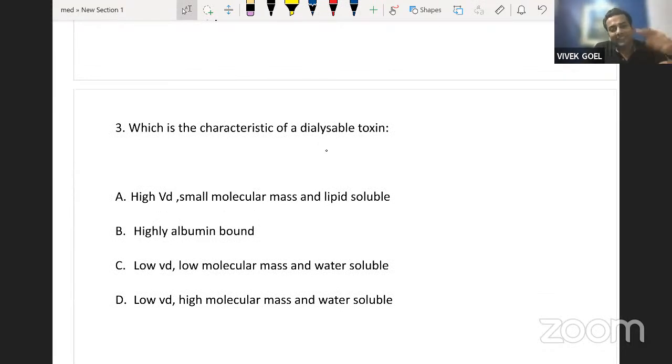Again, I have been constantly telling you about dialyzable toxins. If you remember those one-minute snippets that I had posted in the groups and on social media, I told you the mnemonics for the dialyzable poisons and the non-dialyzable poisons. I always have been telling you: for a poison to be dialyzable, what is the characteristic? And that was the question itself. The options were: the dialyzable toxin must have a high volume of distribution, small molecular mass and lipid solubility; it must be highly albumin bound; it must have a low volume of distribution, low molecular mass and water soluble; it must have a low volume of distribution, high molecular mass and water soluble. So basically these were the options.